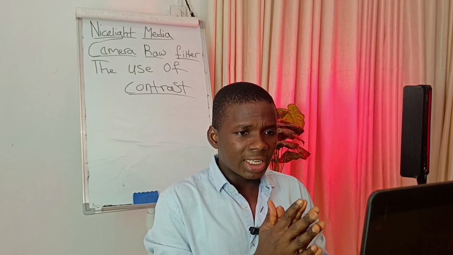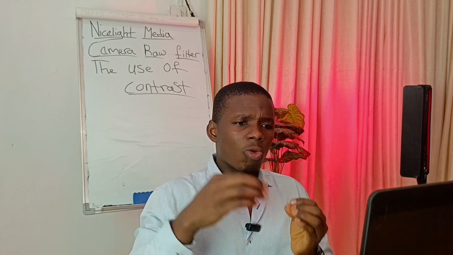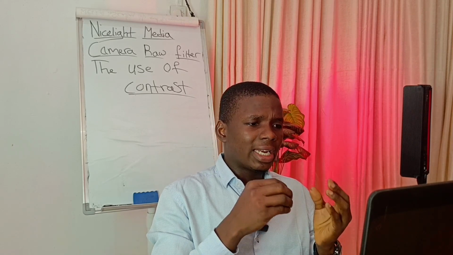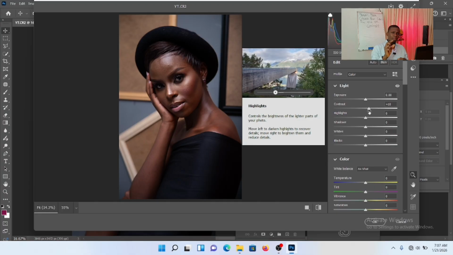What contrast does is that it makes the bright parts of the image brighter, while the dark parts of the image darker. Now, as I increase my contrast, you see that the highlight parts of this image are looking brighter, while the dark parts of this image are looking too dark, which is not right. Do not make the mistake of adjusting your contrast first.